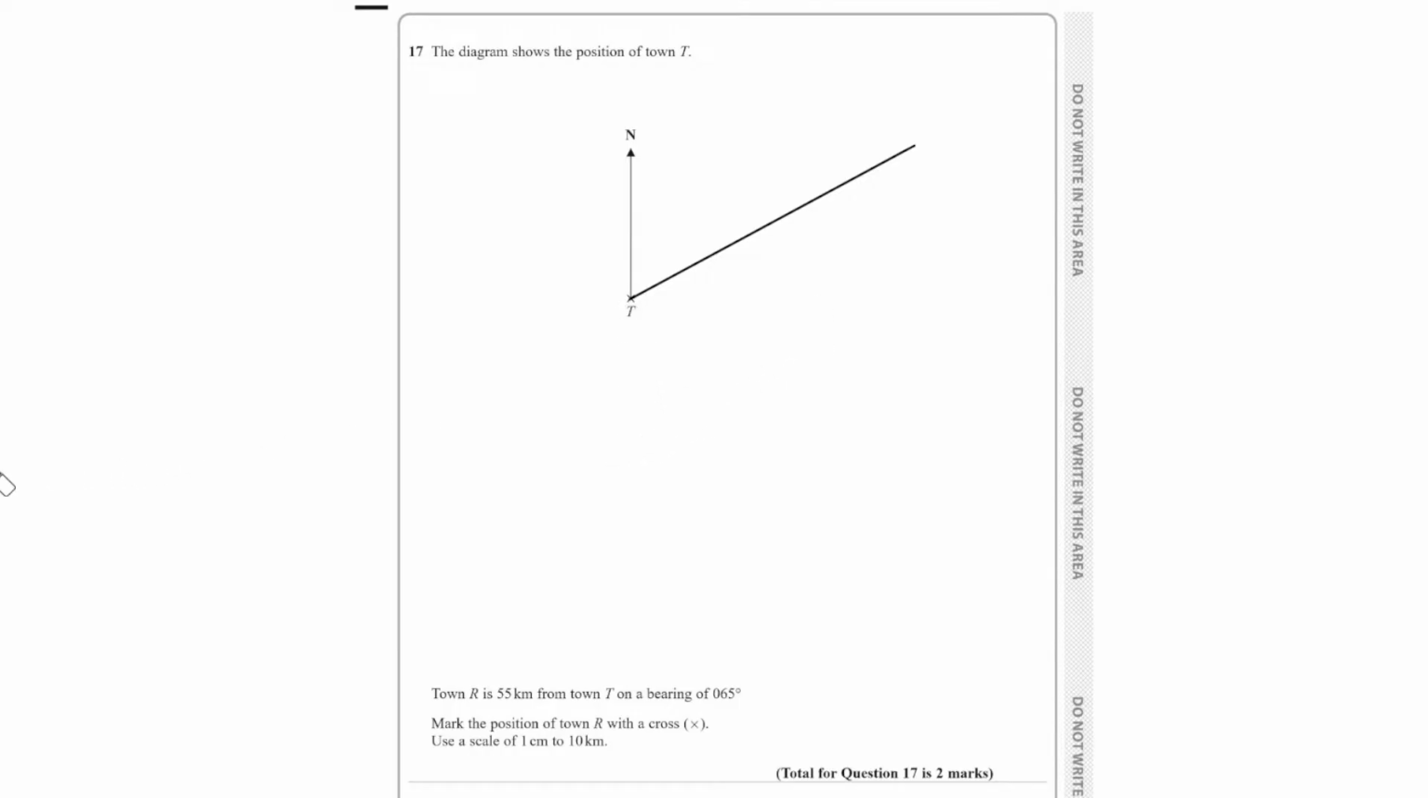But I need to know, well, how far along this line would my 55 kilometers fall? So now I need to use the scale. If 1 centimeter is 10 kilometers, they've told me I need 55 kilometers. So to get back to centimeters, I'd need to divide by 10, wouldn't I? That would give me 5.5 centimeters. Then obviously you get your ruler and measure 5.5 centimeters. Let's say I measured it and it was here, then I would mark there and I would put R.